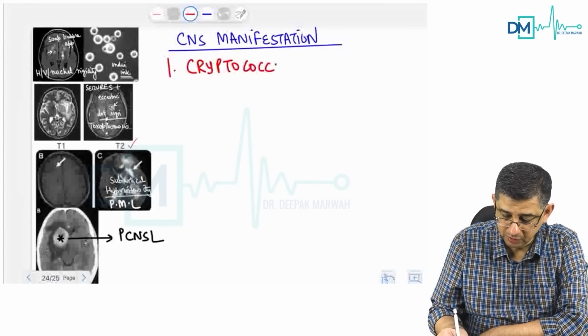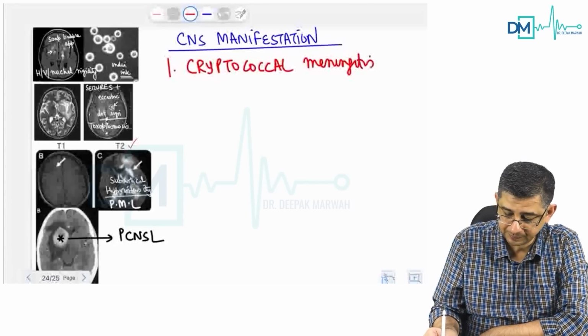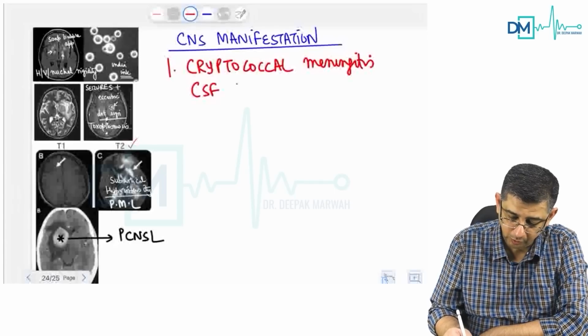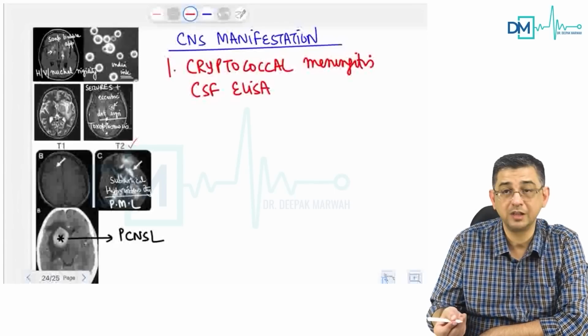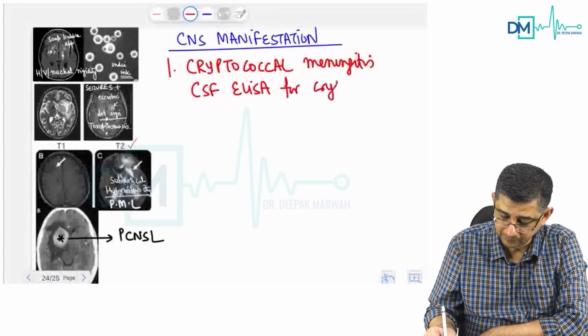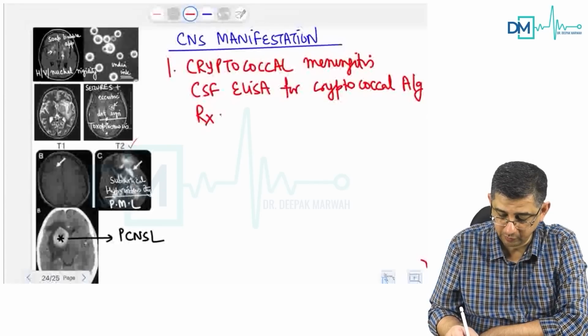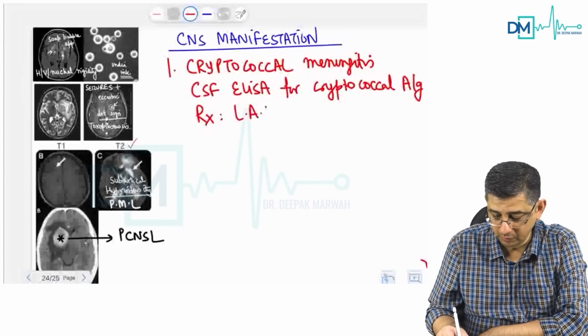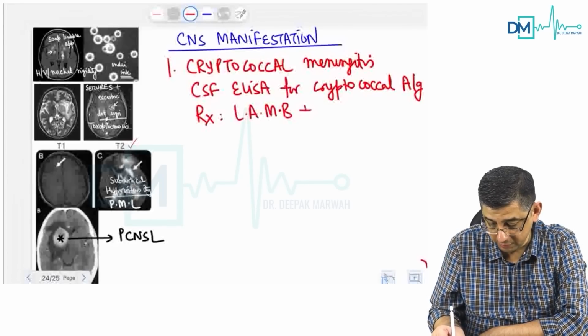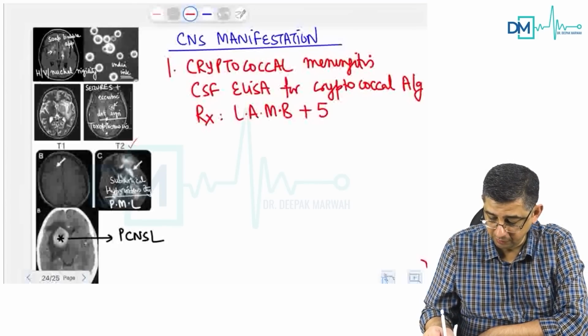The best test for diagnosis of cryptococcal meningitis is not India ink, but it is a CSF ELISA for cryptococcal antigen, CRAG. For treatment of this infection, the first line treatment would be liposomal amphotericin B, which can obviously damage the kidney, so KFT monitoring should be done, along with 5-flucytosine.